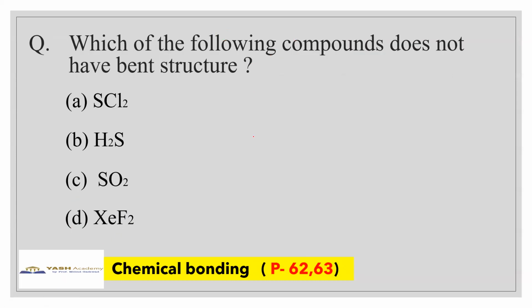Next. This question is from chemical bonding on page 62 and 63. The question is, which of the following compounds does not have bent structure?